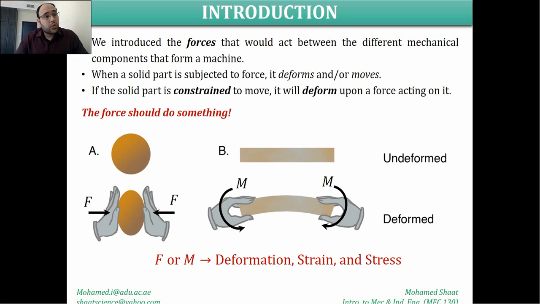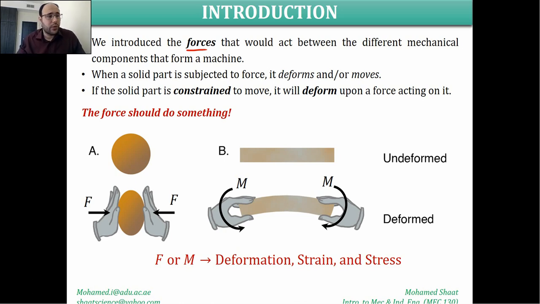As we discussed over the previous videos, we introduced the forces that act on or between the different mechanical components used for making a machine. This machine contains so many components, and definitely there are some forces, like the forces generated between two gears, where one will force the other one to rotate. So there should be some forces generated between these two mechanical components.